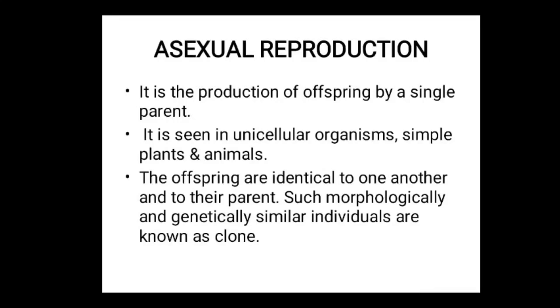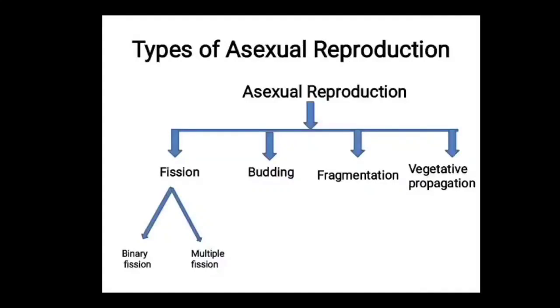Such morphologically and genetically similar individuals are known as clones. On the basis of the mode of reproduction, there are different types of asexual reproduction. Here are mentioned four types of asexual reproduction methods. The first method is fission, second is budding, third is fragmentation, and fourth is vegetative propagation. And fission is of two types, that is binary fission and multiple fission.